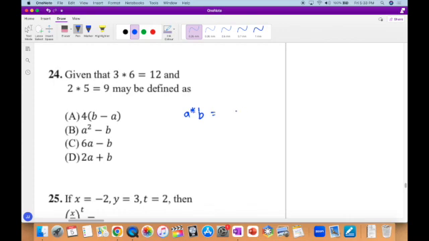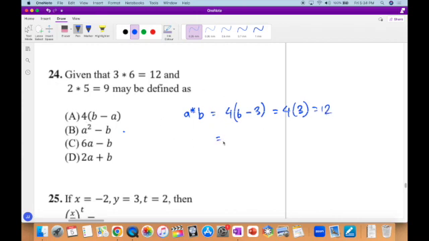Because if we take, say, B for example, where we have 3 squared minus 6, 3 3s are 9 minus 6, that does not give us 12, so that's not it. So let's take A. I have 4 into B, which is 6 minus 3. So 6 minus 3 is 4 into 3. 4 3s are 12. So it does work for A.